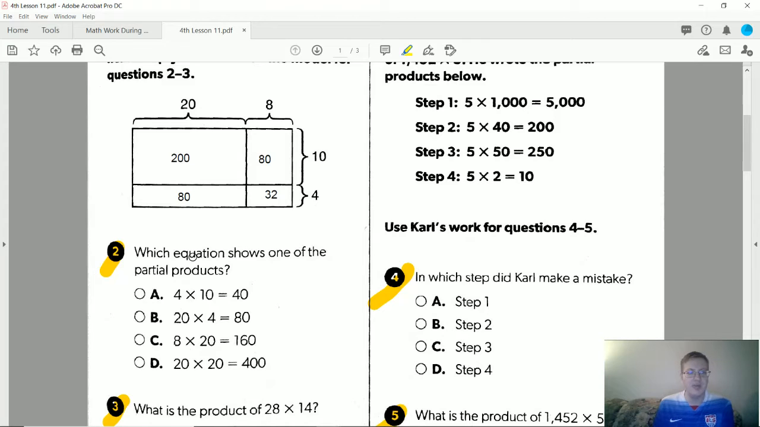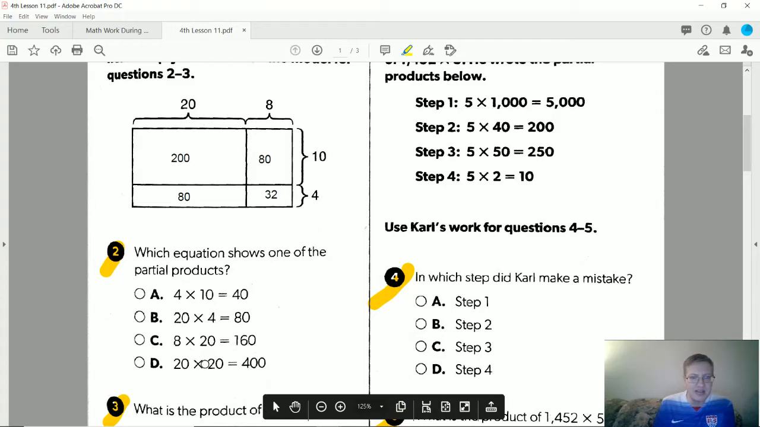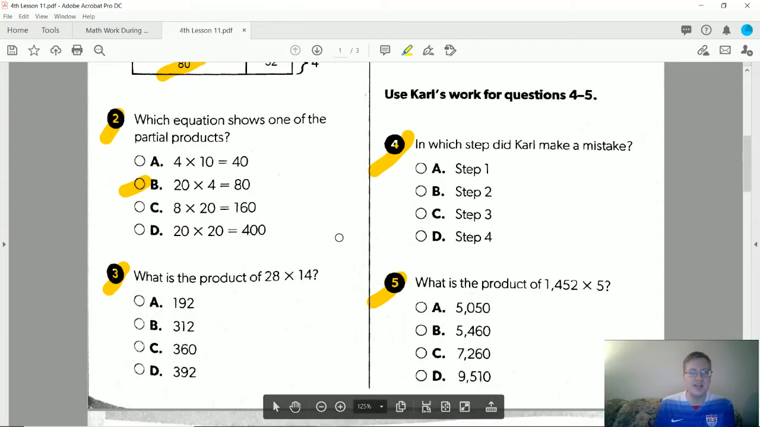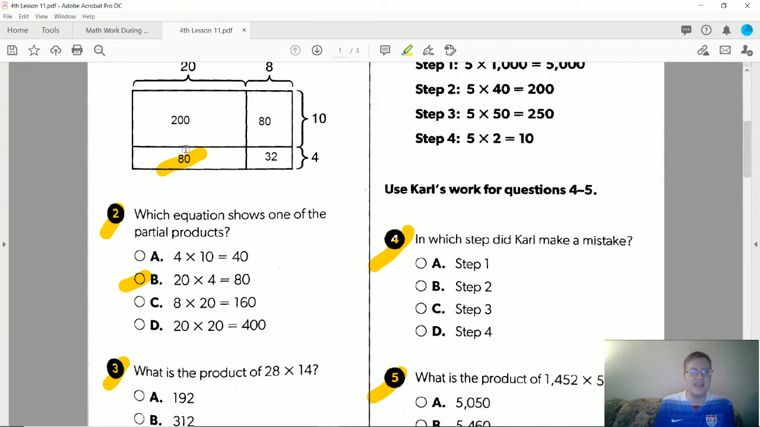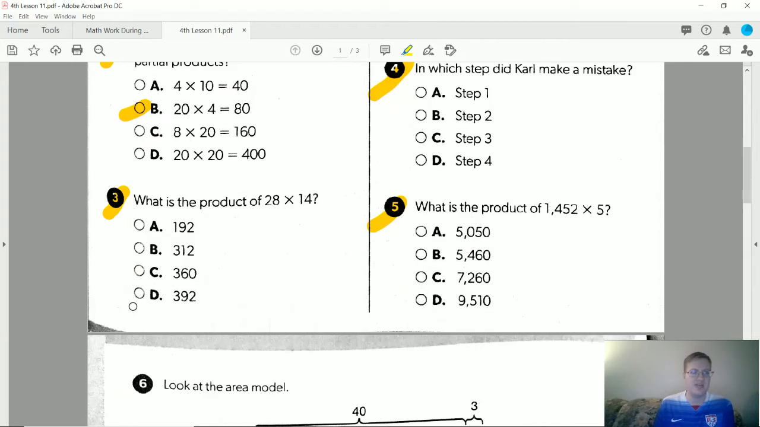So number two, which equation shows one of the partial products? So the only one that I currently have written down is 20. Oh, I'm sorry, that's not correct. I do have a 20 times 4, which is 80. So that's right here. This is this one. So I got confused as I was looking at it. Number three, what is the total product? So if I take 200 plus 80, I get 280, plus another 80 is 360, plus 32 is 392.